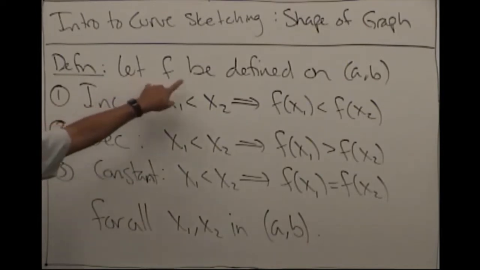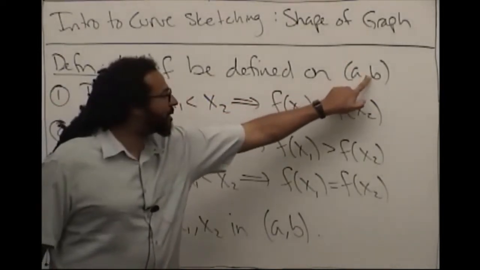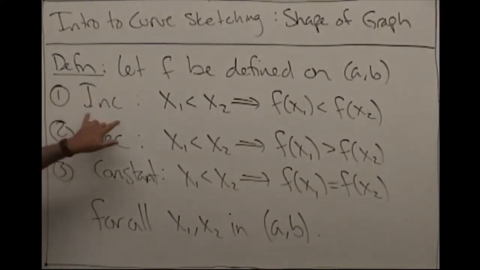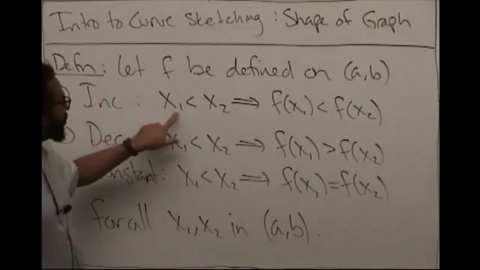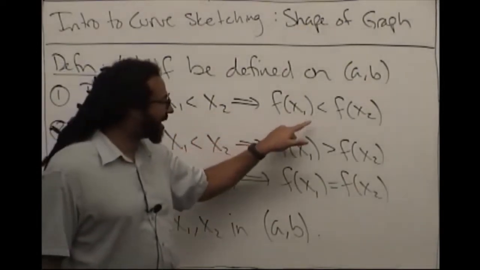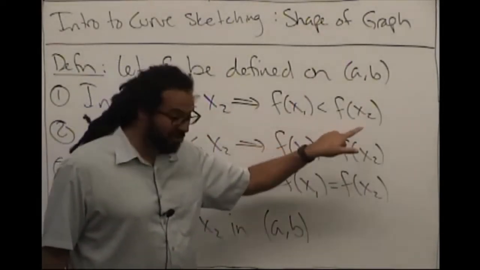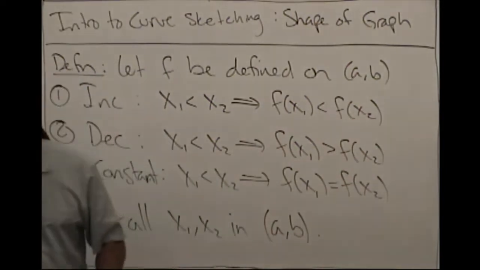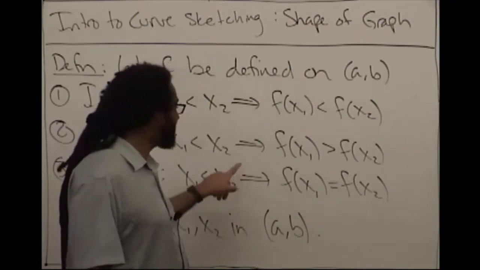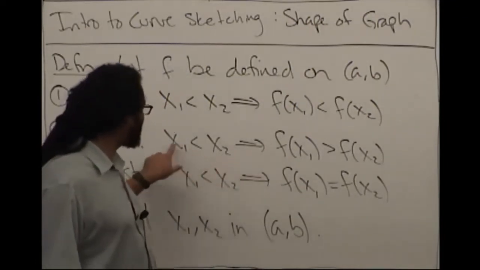So let f be some function defined on an open interval from a to b. We will say that a function is increasing if whenever x1 is less than x2, that means that f of x1 is less than f of x2. And I'm going to go ahead and draw a picture of that in the next frame.